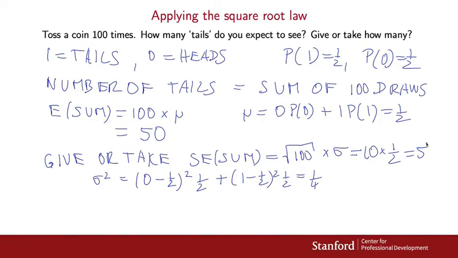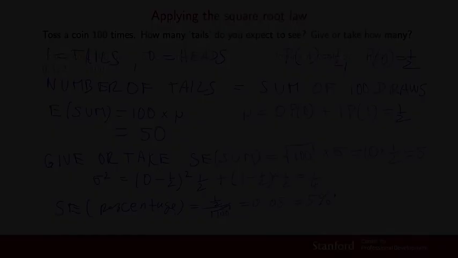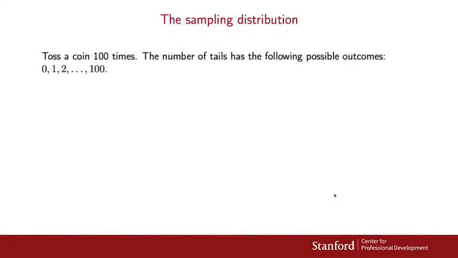By the way, if we did this for the percentage of tails, then the formula for the percentage says we take sigma over square root sample size, and that is 0.05 or 5%. So in terms of percentages, our answer would be we expect to see 50% tails, give or take 5 percentage points. Let's look again at the previous example of tossing a coin 100 times.